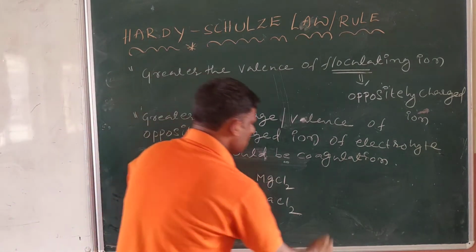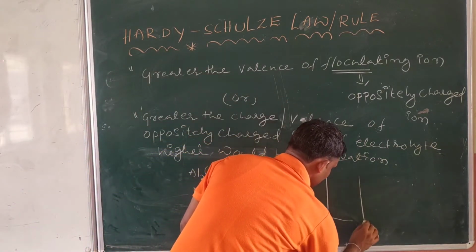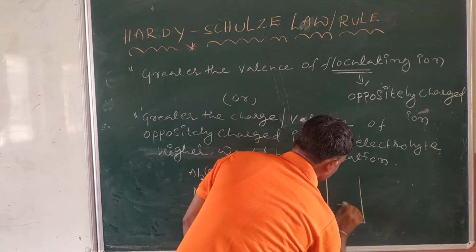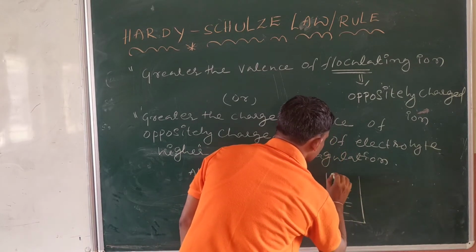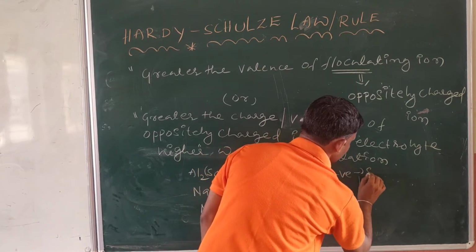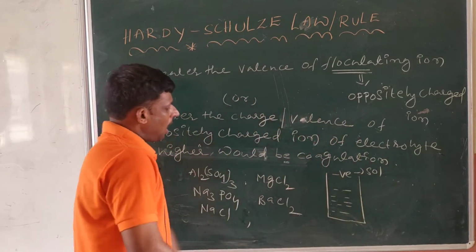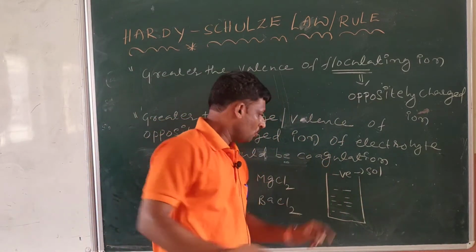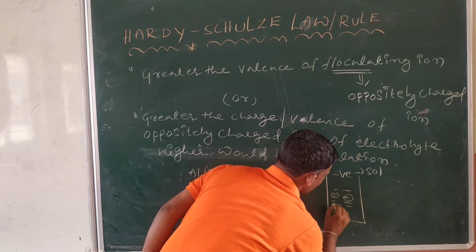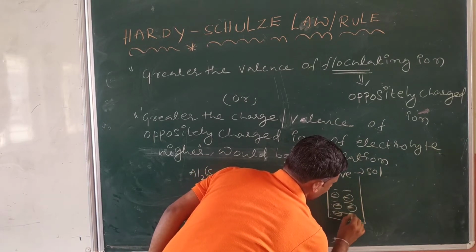See, what is the meaning of this one, I will tell. For example, this is a negative sol. I am clearing all those things here: it is a negative sol, all negative particles are there, negative colloidal particles are there. These are all negative colloidal particles. Am I right or not?